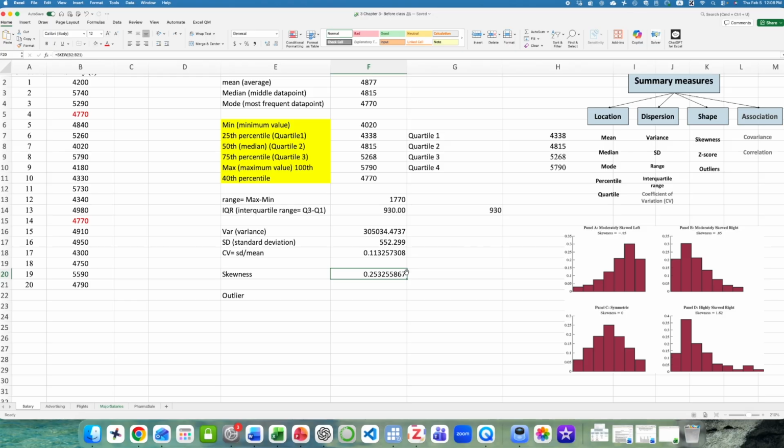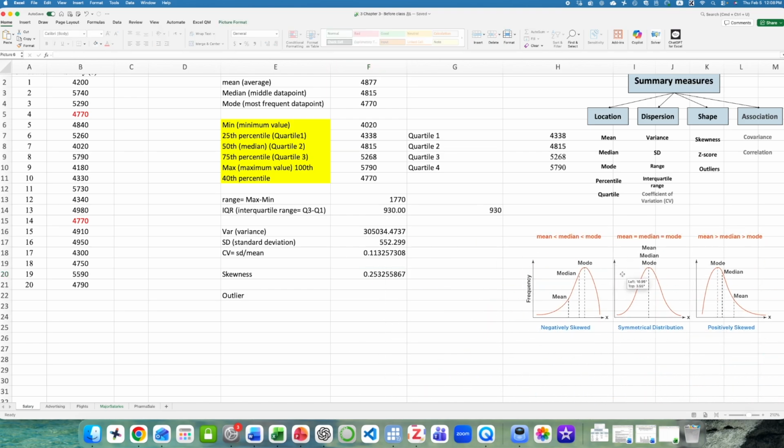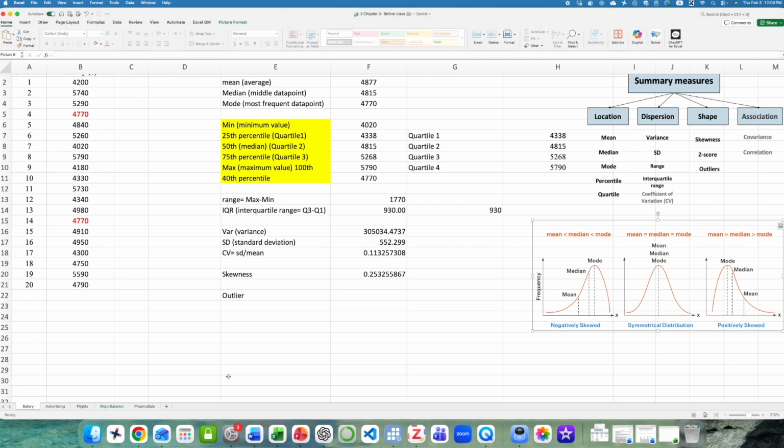Here we have a positive skewness. It means that more graduates earn below the mean. If skewness is negative, it means that mean is less than median, which is less than mode. If it's positive, mean is more than median, which is more than mode. So our skewness is positive. So this is the mean, and more graduates are earning less than the mean, and few will have a higher salary than the mean. That's representing the shape of the data clearly.